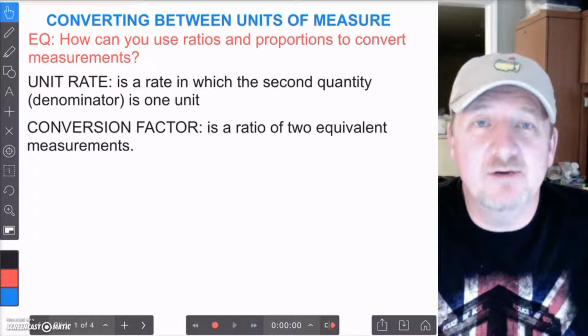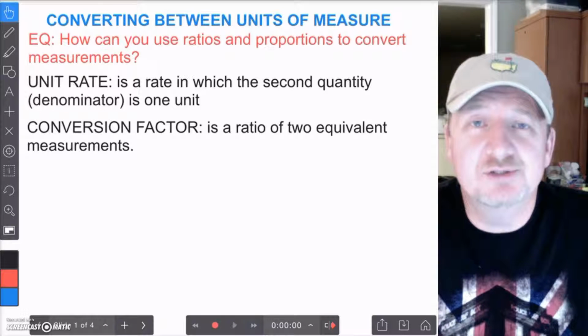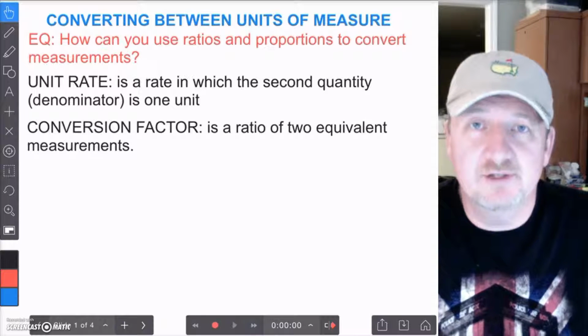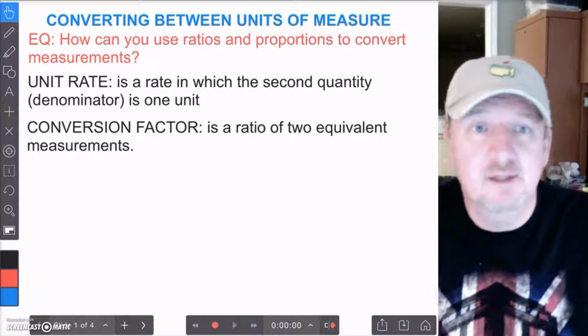Today we're going to be talking about converting between units of measure. All right, this is the last section of Module 7, so we need to go ahead and get started and finish it up so we can move on to Module 8.